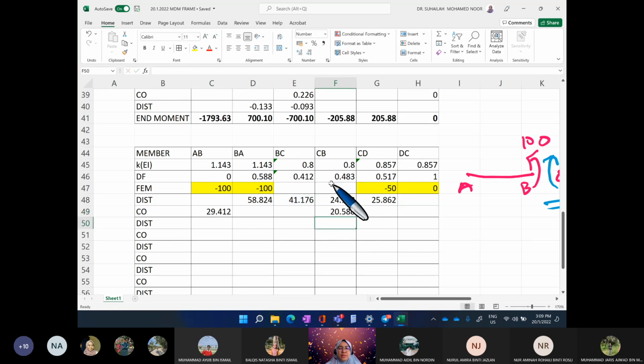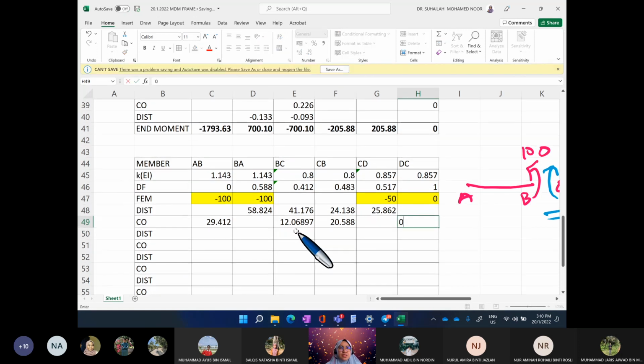Okay, and moment at C we have to carry to B, and the carryover factor to pin is 0. So this one is 0.